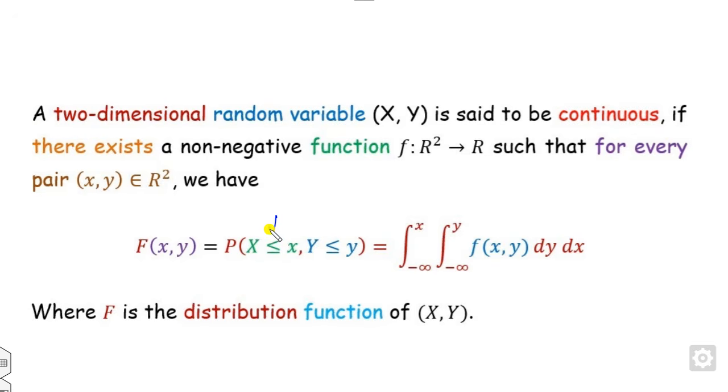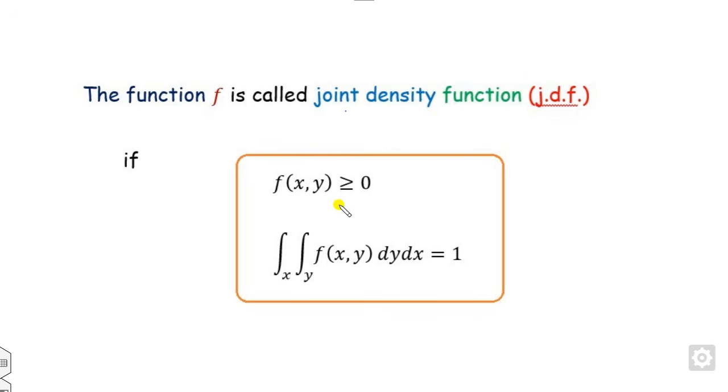Since there are two variables x and y, we can define it here, and this small f is called the joint density function provided these conditions hold. That is, it is a function which takes positive values and its total integration is 1. You can take either dy dx or dx dy; it is the same problem.